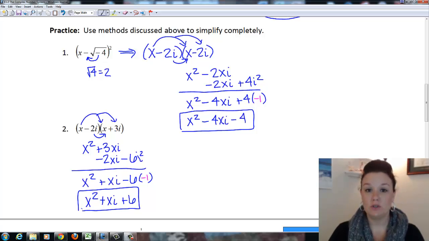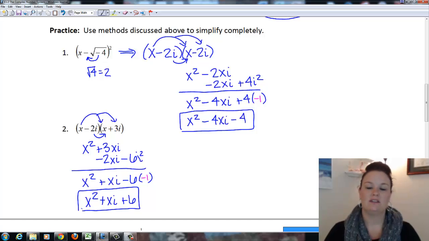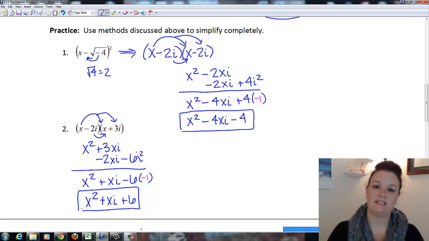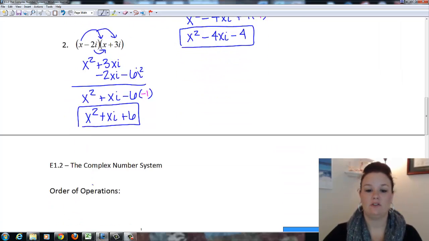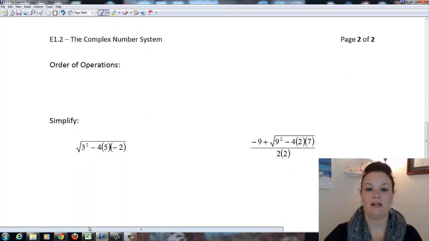Same thing on number 2, there's nothing to simplify, so I just FOIL and then replace my i squared with a negative 1. Okay? All right, let's go ahead and move on, and I'm going to do a quick little refresher of order of operations.